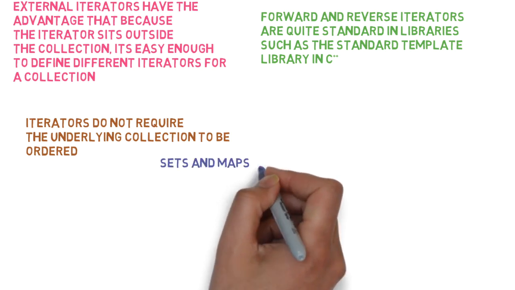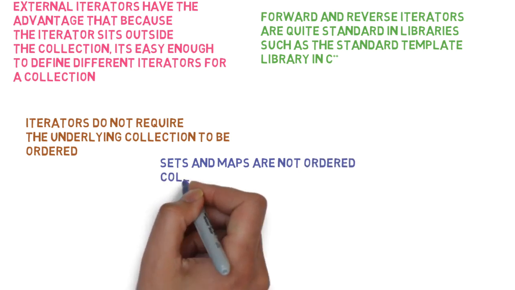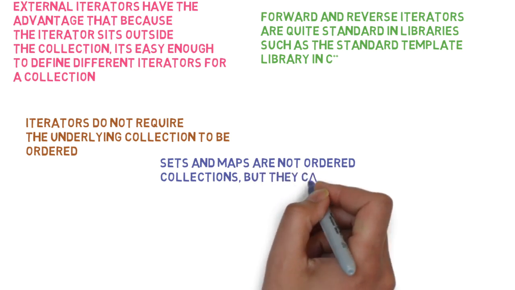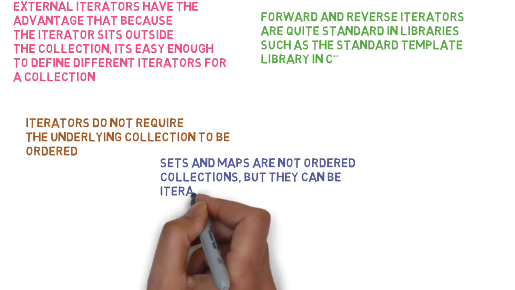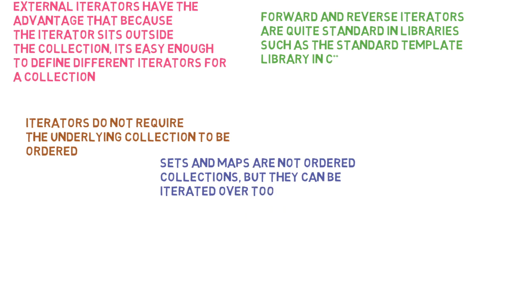Sets, maps, all of these are unordered collections. The elements in a set or a map are not in any specific order, but they can be iterated over as well. So iterators work on all collections. You can treat ordered and unordered collections in exactly the same way and go over its elements one by one in a sequence using an iterator.